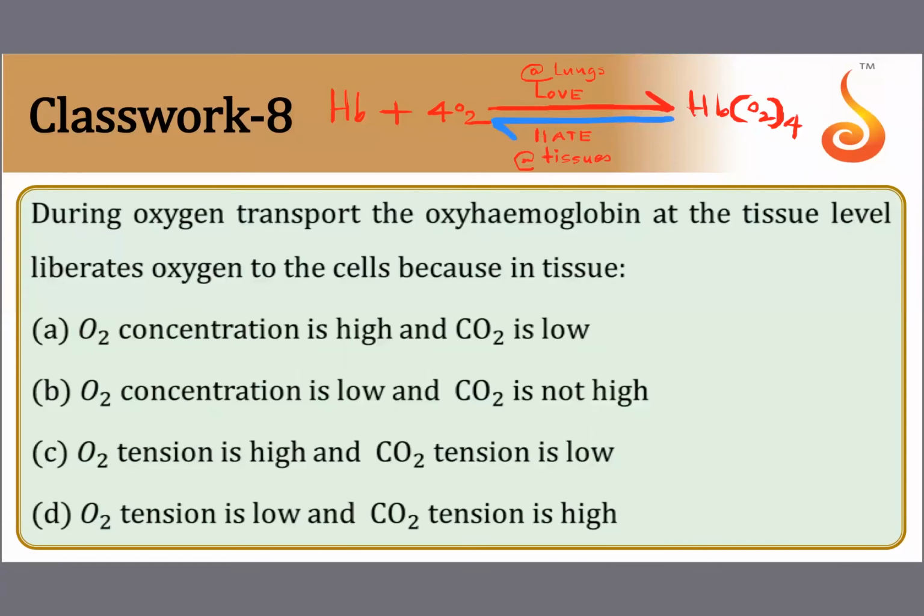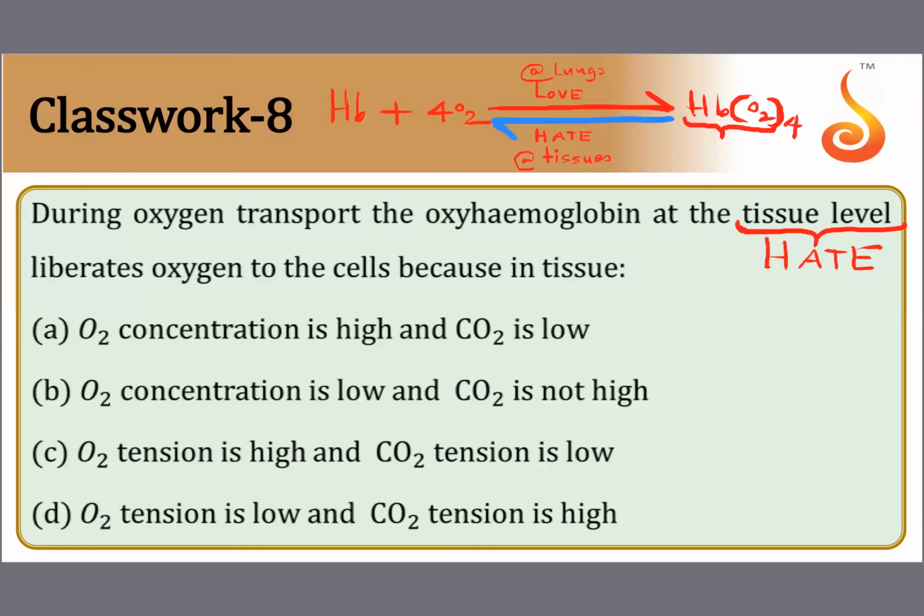They combine together and they form oxyhemoglobin. At the tissues, they hate each other. So hemoglobin and oxygen, which have combined to form oxyhemoglobin, will dissociate into hemoglobin and oxygen. They're asking in the question, what is it at the tissue level that is responsible for this hate? Can you answer the question?